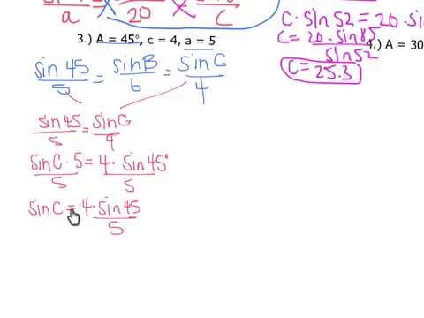So here's what we're going to do. If you have your calculators, do this with me. We are first going to calculate 4 times sine of 45 divided by 5. So do that on your calculator first. That should be 0.5656854249. Okay? That is what we want to take the inverse sine of.